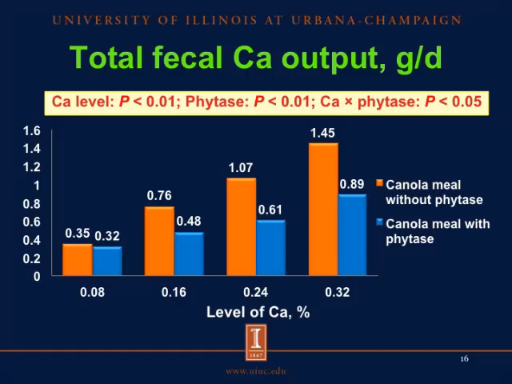For total fecal calcium output in grams per day, the p-values for calcium level, phytase, and the interaction between calcium and phytase were significant. And because we got a significant interaction, this means that we have 2 different slopes in the response, which means that the total fecal calcium output increased as calcium level in the diets increased. However, there is less calcium excreted when phytase is included in the diets, compared to the diets that phytase was not included.